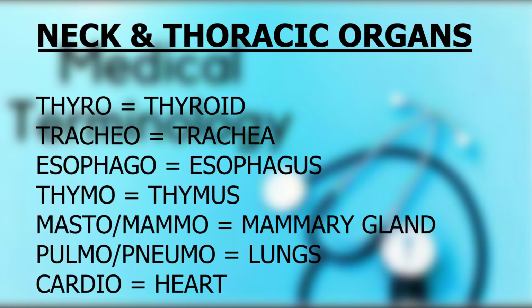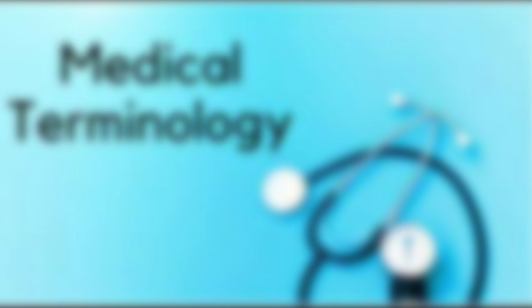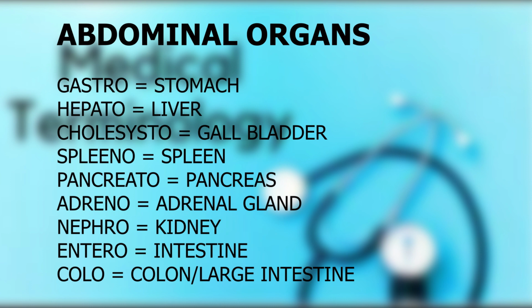So the next organs I am going to get into are the neck and the thoracic organs. Starting with your thyroid, thyro is the prefix for that one. Tracheo for trachea, esophago or esophagio for esophagus. Thymo for thymus, which is an immune system organ that's relatively close to your heart. Musto or memo, which is related to the mammary gland or the breast. Pulmo or pneumo for the lungs. Cardio for the heart.